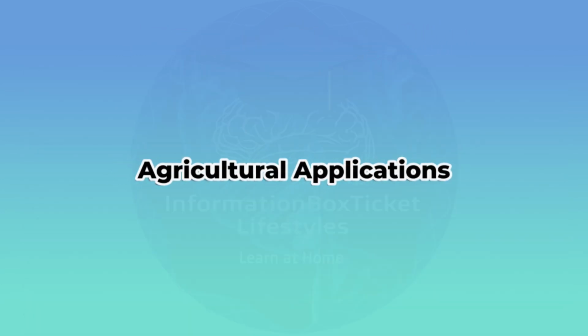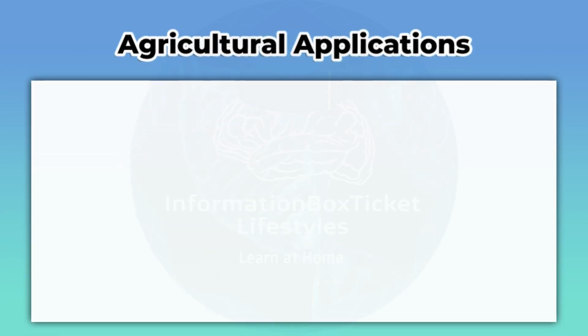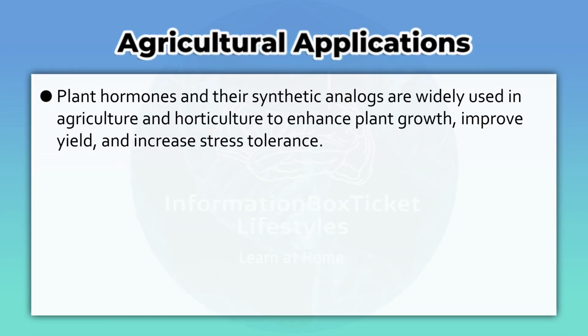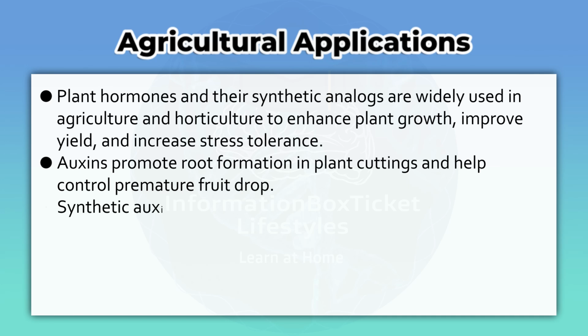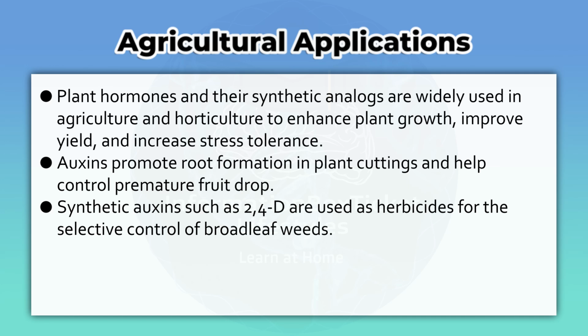Agricultural applications. Plant hormones and their synthetic analogs are widely used in agriculture and horticulture to enhance plant growth, improve yield, and increase stress tolerance. Auxins promote root formation in plant cuttings and help control premature fruit drop. Synthetic auxins such as 2,4-D are used as herbicides for the selective control of broadleaf weeds.